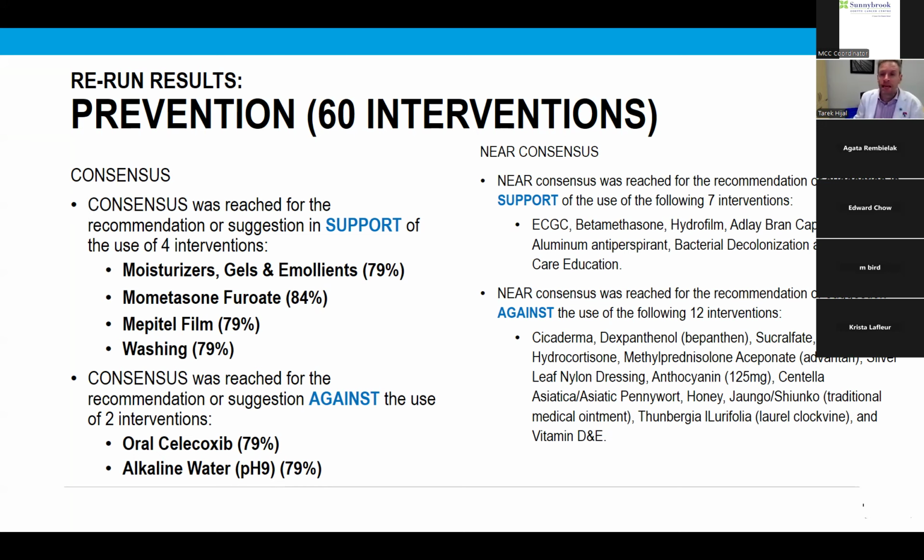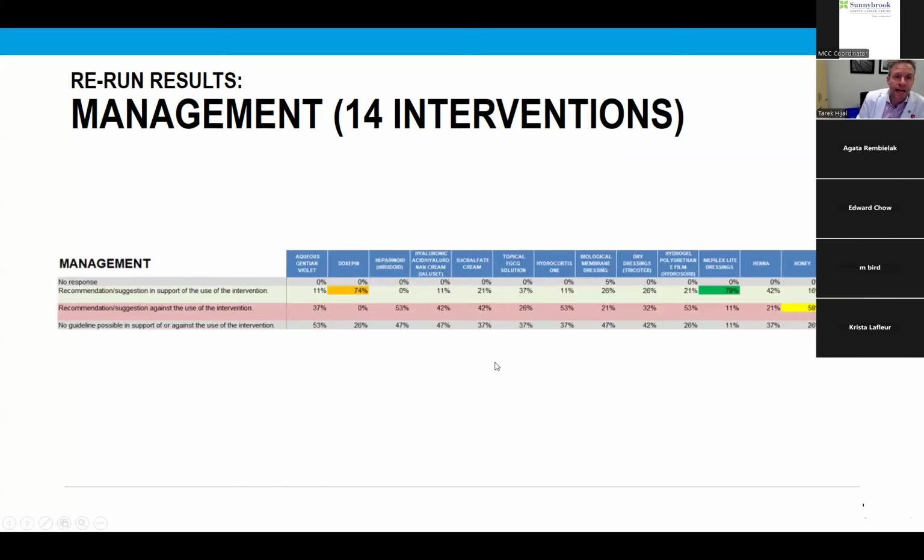And there was near consensus for 7 interventions. You could see them here. And near consensus against the use of 12 interventions that you can see here. So that was round 1A for prevention. Round 1B for management. You have only 14 interventions. Why? Because the literature is very biased towards prevention. This is where most studies are, and not management.